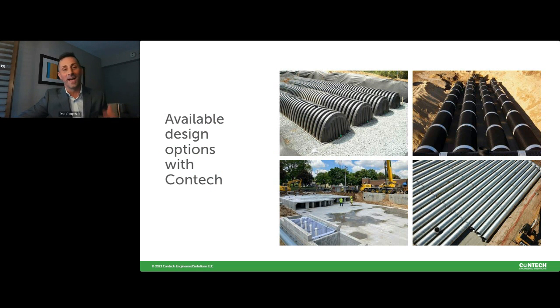So now, finally, on to the available product types. Picture top left, and we're going to hear stories from each one of these, is our chamber product. Top right, our steel reinforced HDPE Duramax product. Bottom left, UrbanPond, our precast system. And then bottom right is that product everybody knows, that aluminized Type 2 corrugated metal pipe.